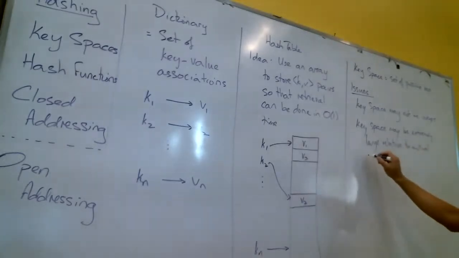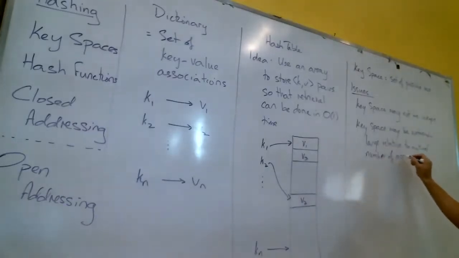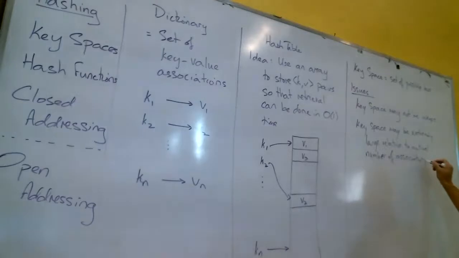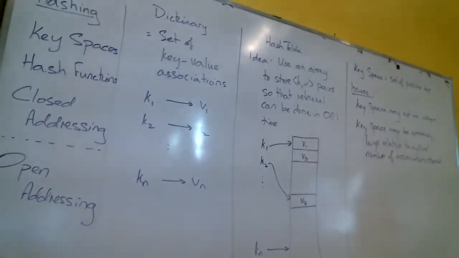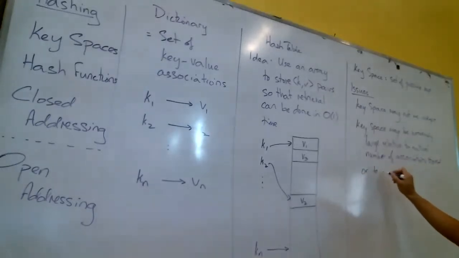Relative to the actual number of associations being stored. And even if they are integers and they are small or few, it may not be that they map to the amount of space that you have. So they may still be bigger. So it could be relative to the number of associations you need to store, or also relative to the amount of space available.